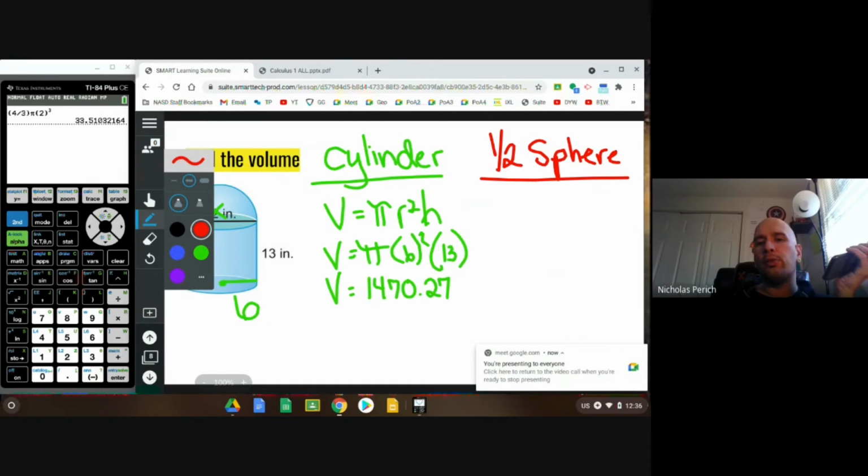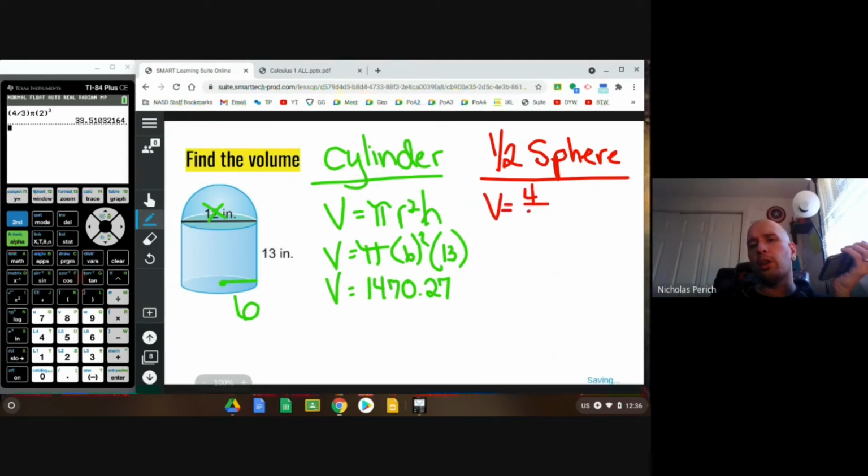Now, you might remember from the other day with my extremely depressed cousin that if you want to find a half sphere, all you have to do is take the sphere formula, which is 4/3 pi r cubed, and then multiply it by a half. That's it. Or divide it by 2.